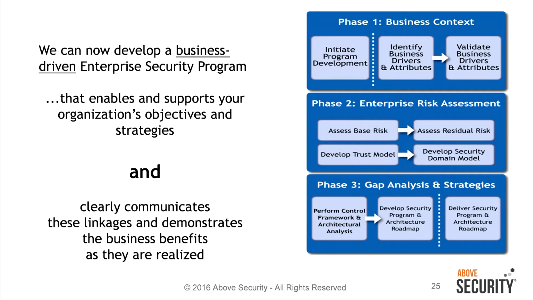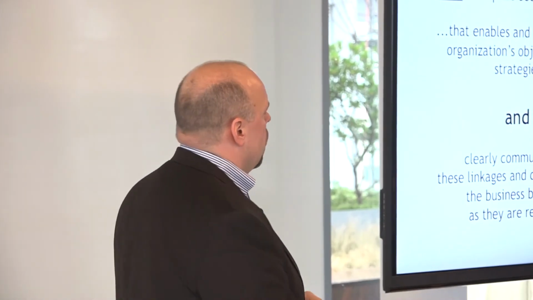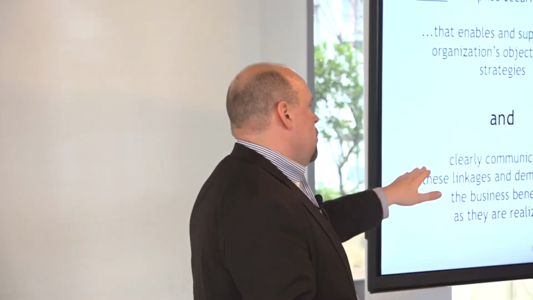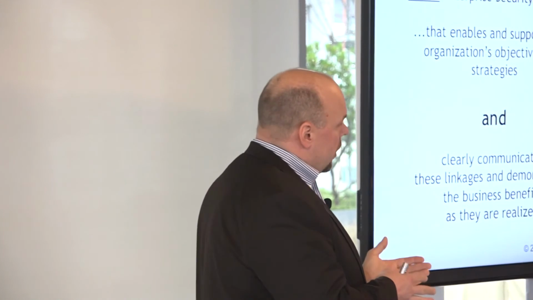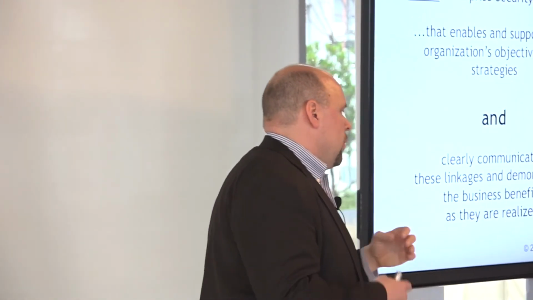So now we have built a business-driven enterprise security program. We've done it based on the business drivers and the objectives of the organization. We've been able to abstract it and then build out our architecture. We can start to show the linkages in terms of how we're enabling and supporting the organization's objectives, because I can show traceability from my decisions down to the original business requirements. I can communicate those linkages, explain why we're doing things and justify it based on the business requirements. And I can start to show some benefits realization.